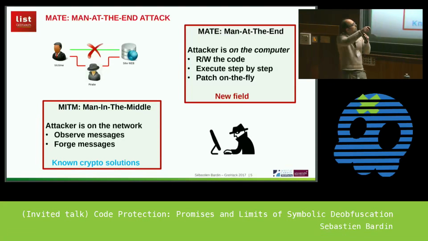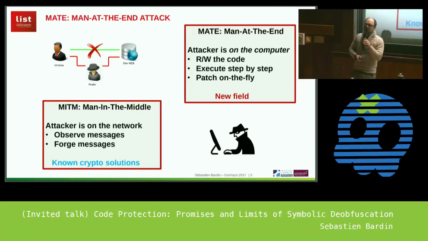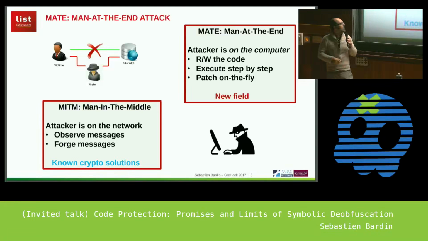But here with obfuscation and deobfuscation, we are looking into another scenario. Now the attacker is not on the network, the attacker is on the computer. The attacker is running your software and wants to take advantage of it. He can run it, he can rewrite it, he can execute it step by step and patch it on the fly and so on. So in this case, we don't have this nice mathematically proven guarantee, so we rely on other techniques.